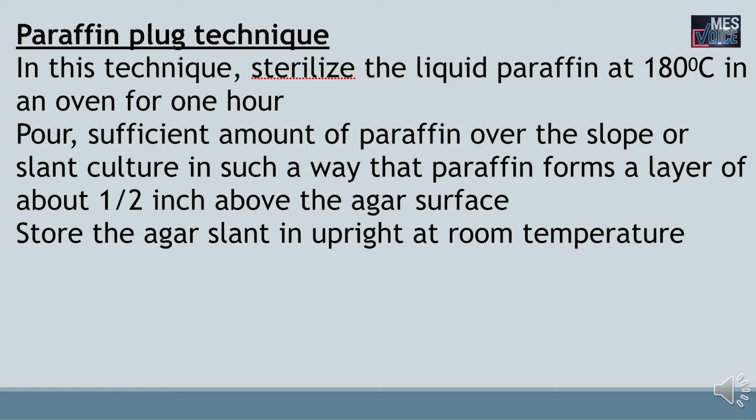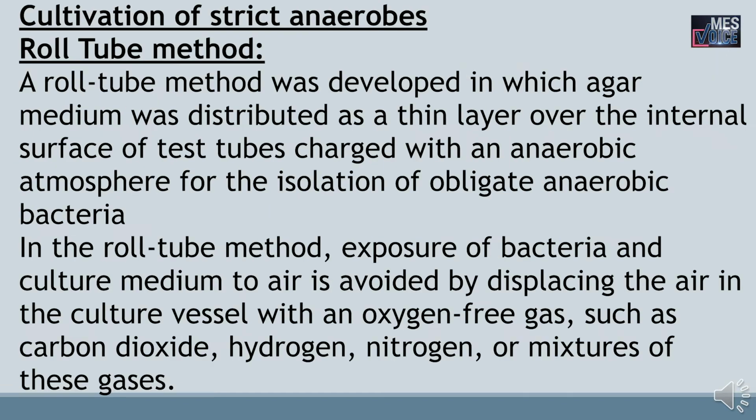Next is about the paraffin plug technique. In this technique, sterilize the liquid paraffin at 180 degrees centigrade in an oven for 1 hour. After sterilization, pour the paraffin over the slope of the slant in such a way that the paraffin forms a layer of about ½ inch above the agar surface, and then these tubes are stored in an upright position at room temperature.